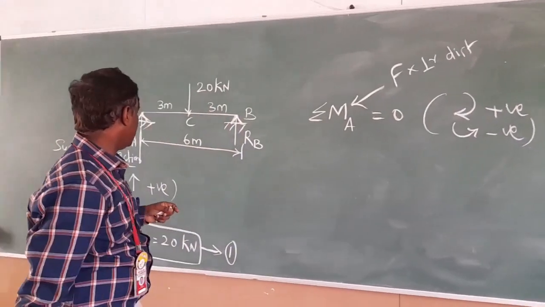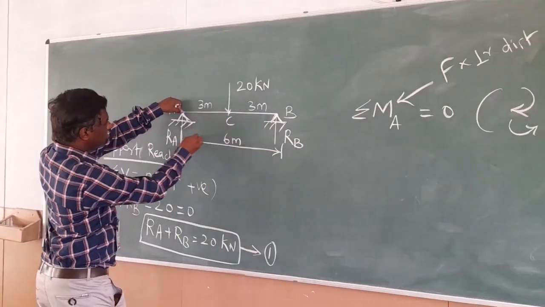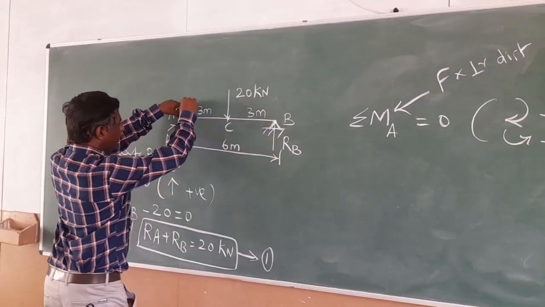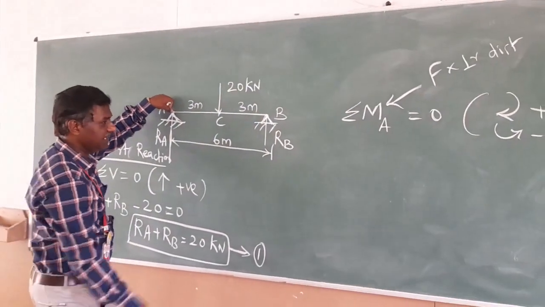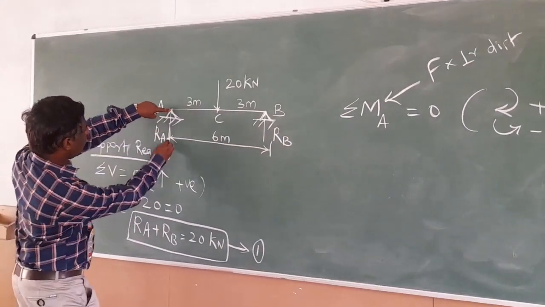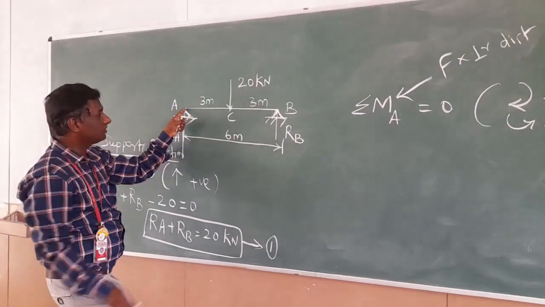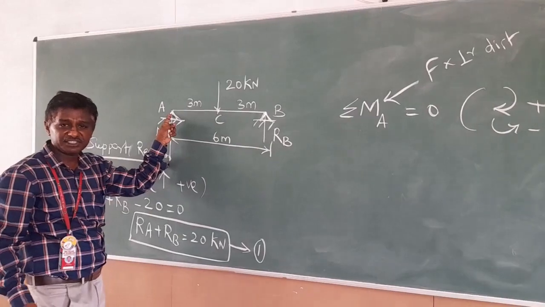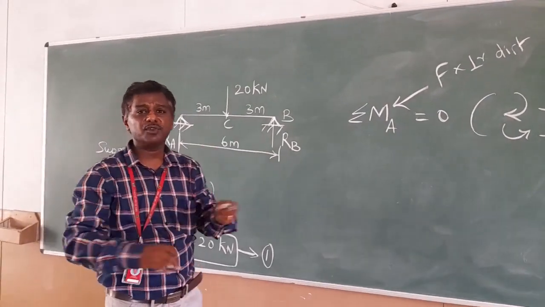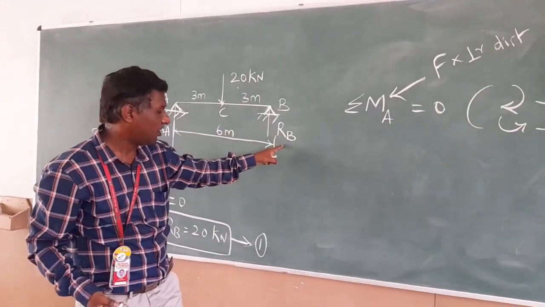Now, about point A, the 20 kilonewton travels to this point in a clockwise manner, and RB travels to A in an anticlockwise manner. The sign convention is already given. For RA, the force lies exactly on point A, so RA into the perpendicular distance is 0, because there is no perpendicular distance to travel. So I have to concentrate only on the 20 kilonewton and the RB value.